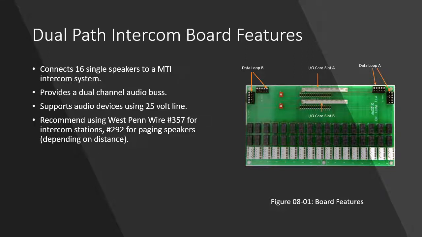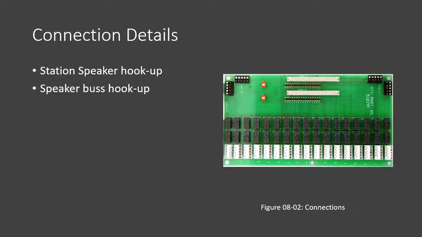Along with that, you also have the I/O card or decoder slots A and B as shown there, and then the address switching for channels A and B. You have the speaker bus to the amps, and we'll talk about in the next slide how that's wired up. You have the staff station speakers as well. With respect to the connections, we've already addressed how you would wire up the data loop, so we're not going to cover that, but we'll look at the staff station hookup and the speaker bus hookup.